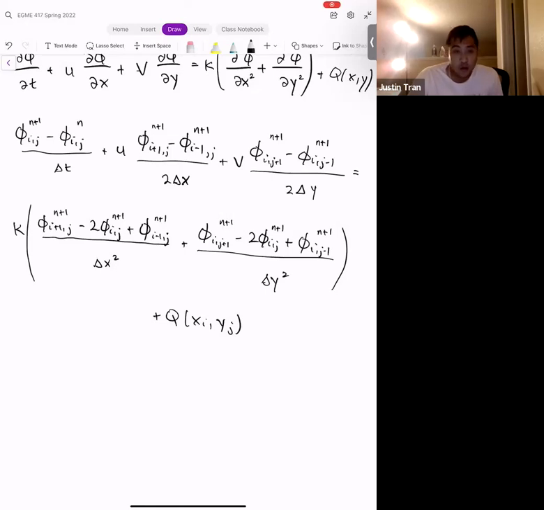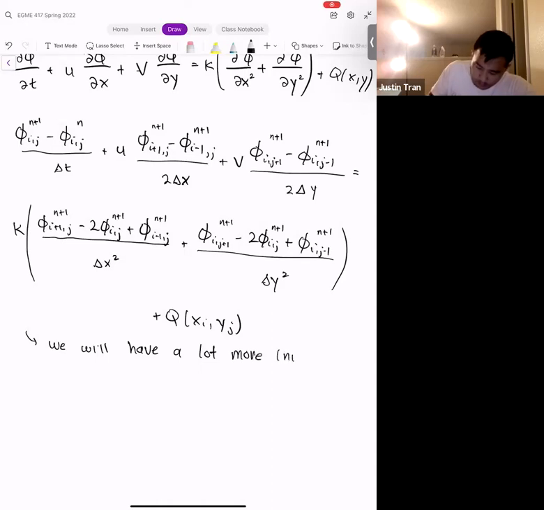We can go ahead and work through the math here. It's a lot of algebra at this point, but when we work through the algebra, we're going to have a lot more n plus 1 terms here than we did before. And so in the end, you're going to have a system that actually looks like this. That's going to be different than our explicit Euler.